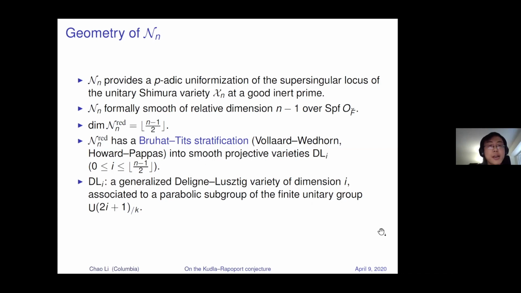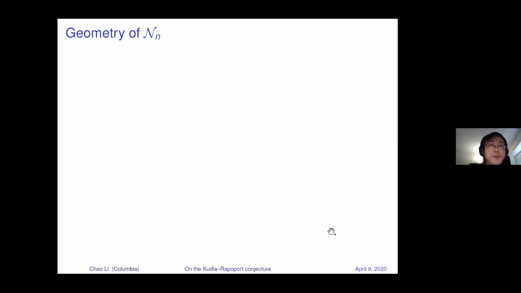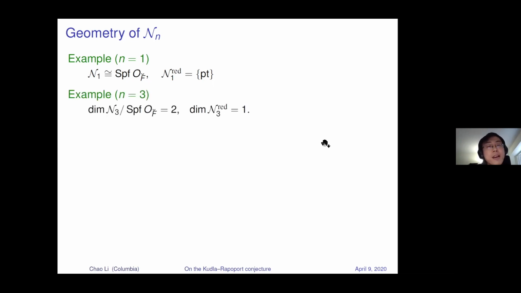Without telling you all the technical definitions, let me just give you two examples to illustrate the geometry. For example, if you take n equals 1, the relative dimension is 0, so this is exactly the formal spectrum of a ring of integers, and the reduced scheme has dimension 0, consisting of a single point. So in this case, very simple. For n equals 3, now you have a Rapoport-Zink space of relative dimension 2, but the reduced scheme has dimension 1.